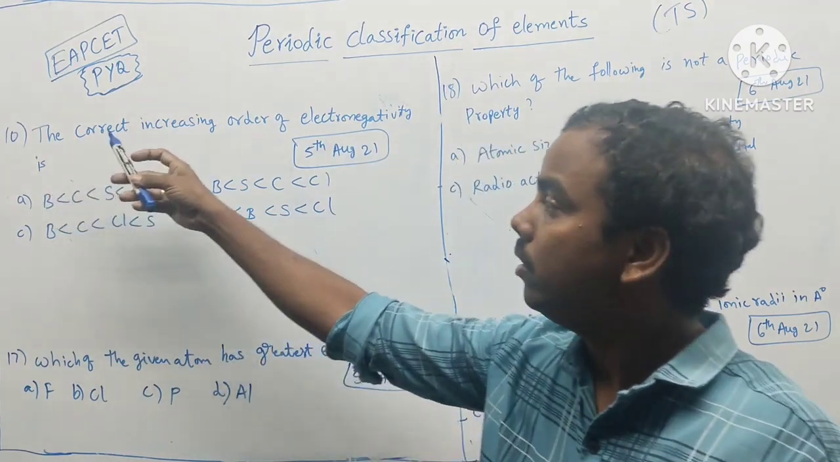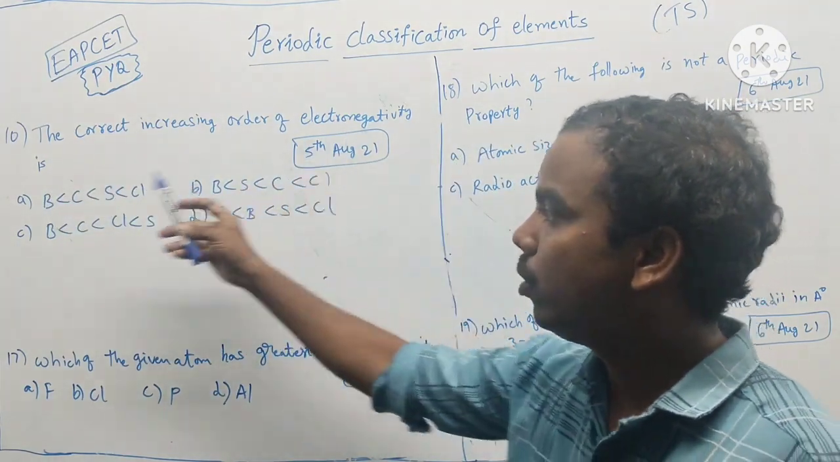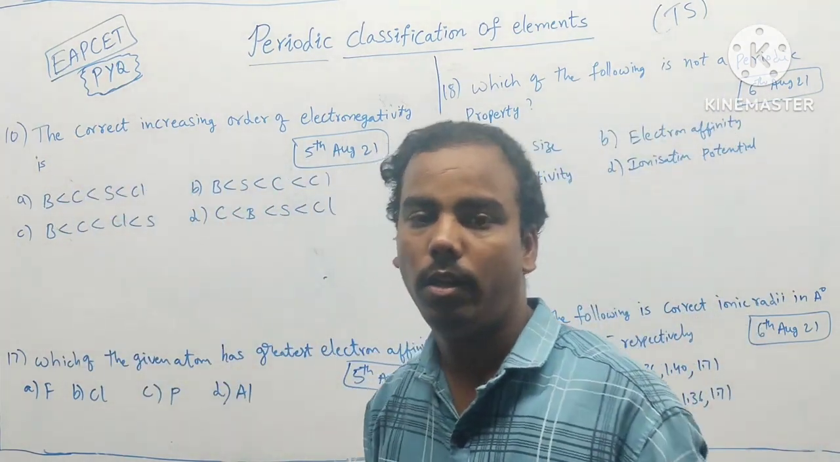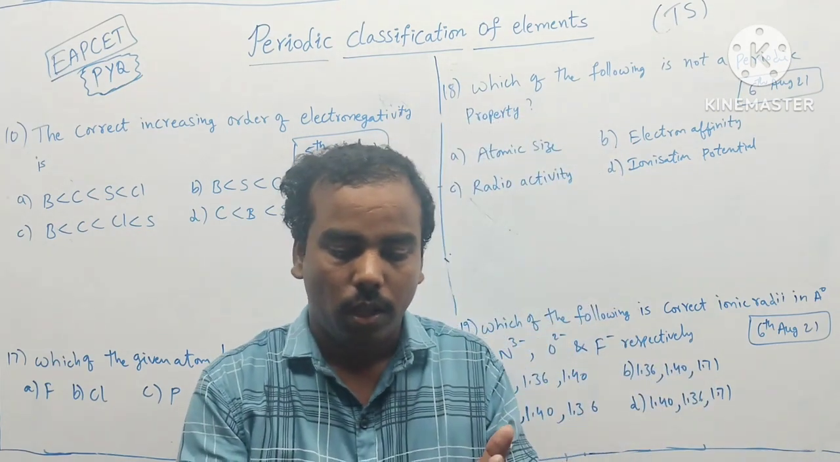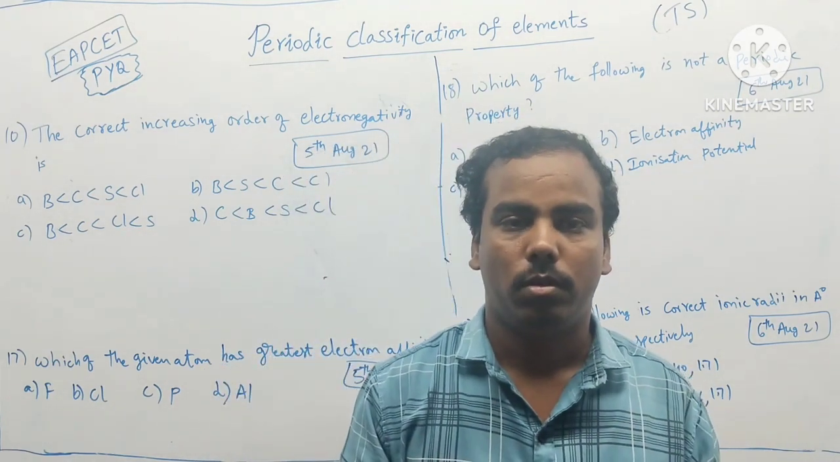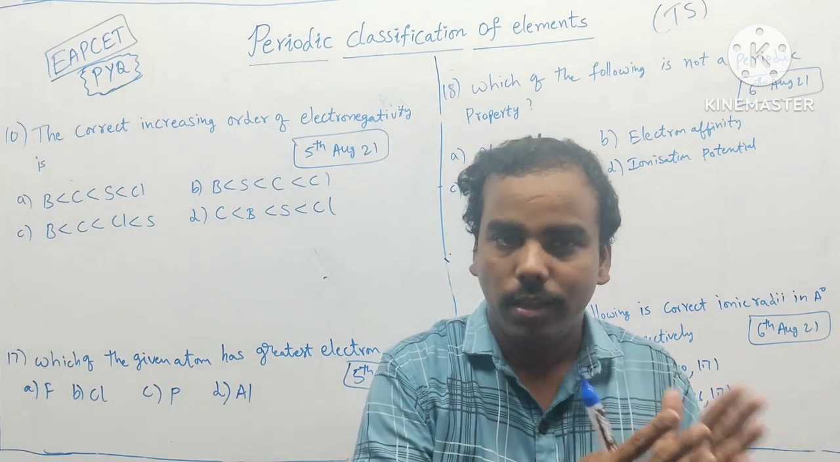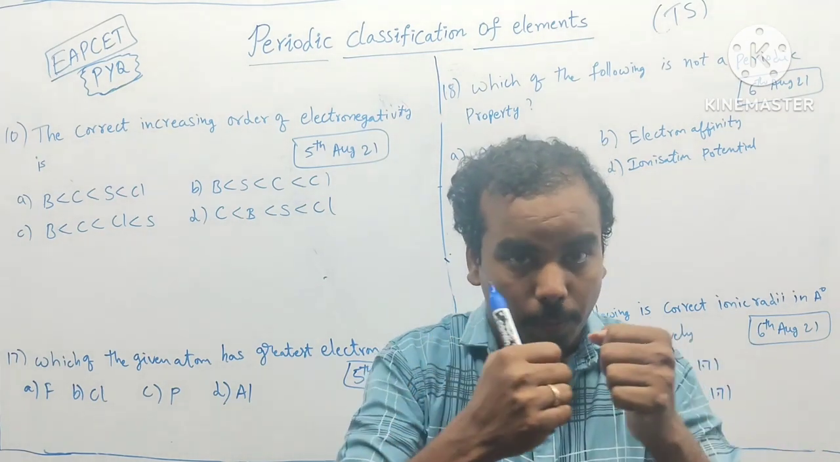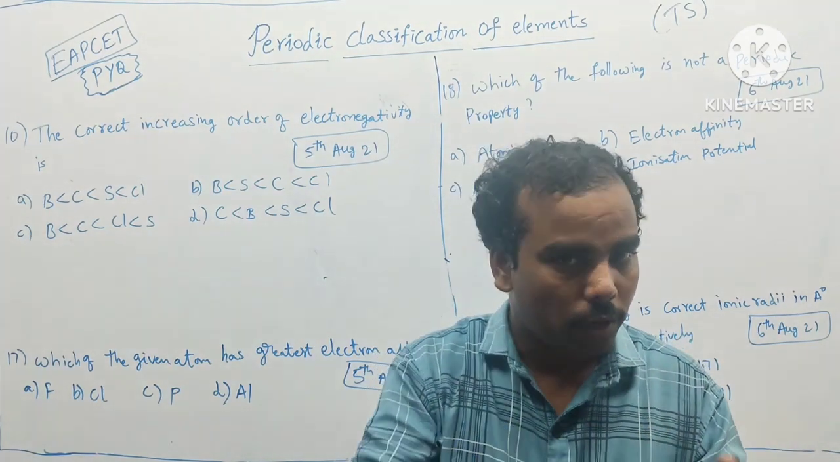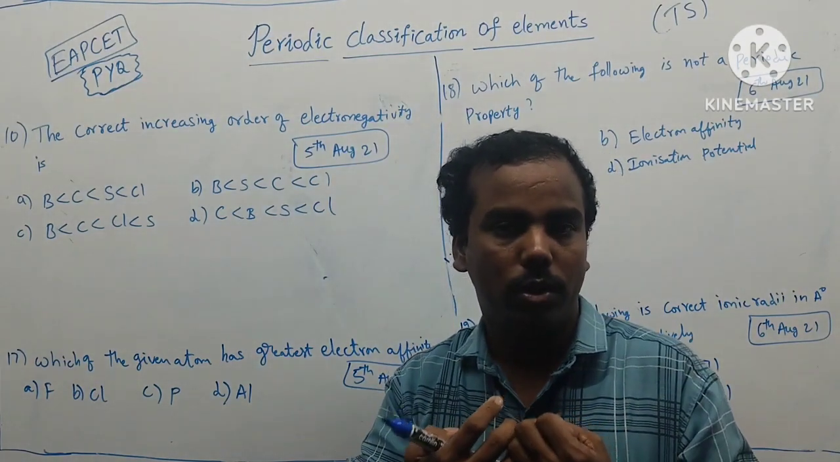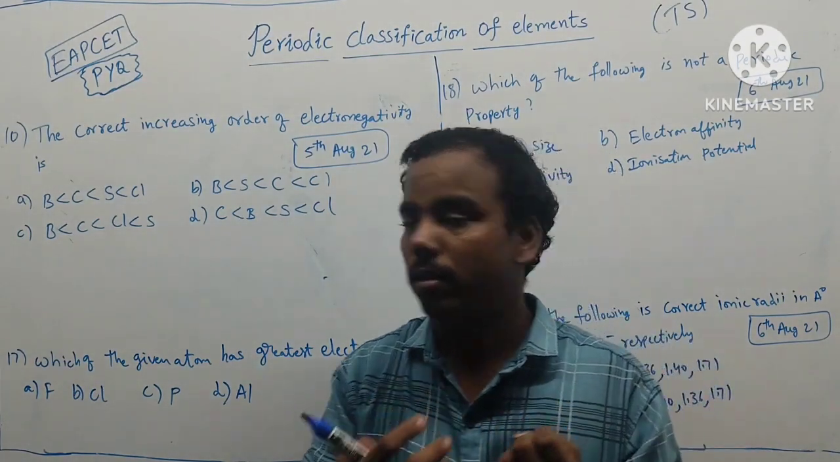See the next question. The correct increasing order of electronegativity is... So what is electronegativity? Electronegativity means the tendency of an atom. It is not for a single atom, it is for a bonded atom. The tendency of an atom to attract the shared pair of electrons towards its own direction. That means strength.